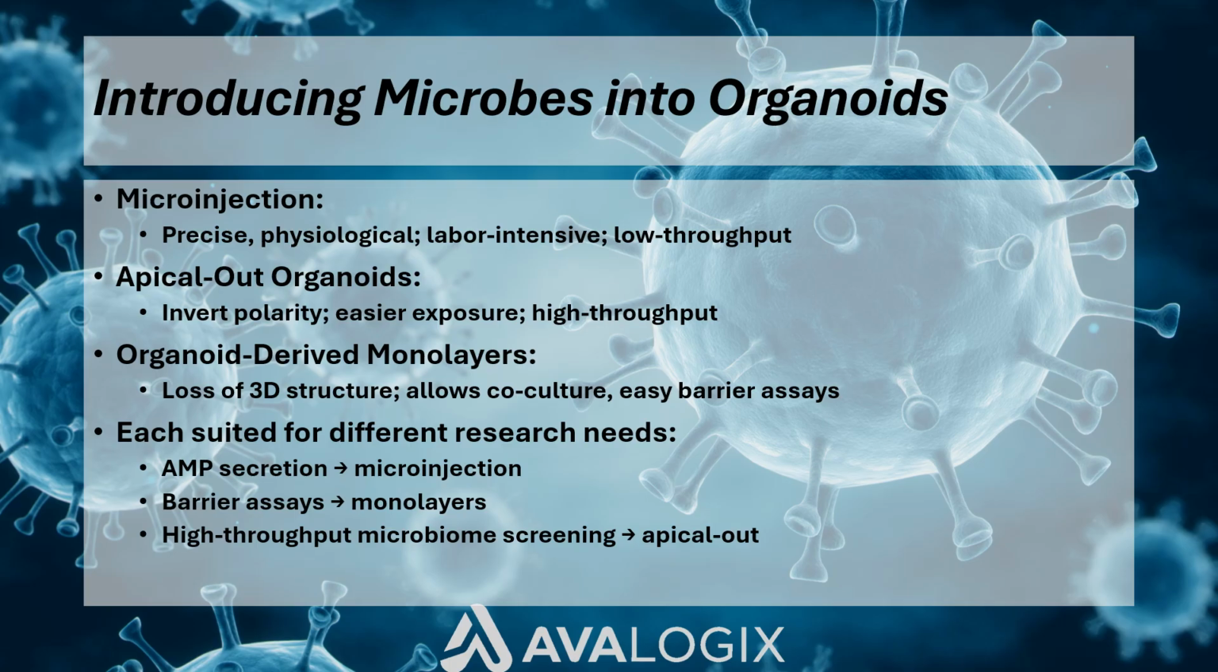Method 3. Organoid-derived monolayers. In this approach, organoids are dissociated into single cells and then plated onto transwell inserts to form a 2D monolayer with apical and basolateral access. While this sacrifices 3D structure, it allows easy and uniform exposure to microbes and is compatible with co-cultures involving immune cells, barrier integrity assays, and even electrical resistance measurements. Each method has its pros and cons, and the choice often depends on the specific research question.